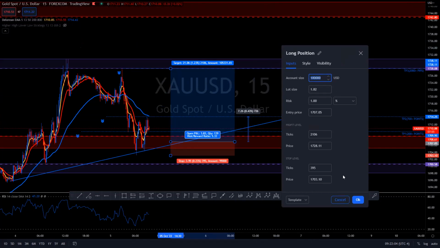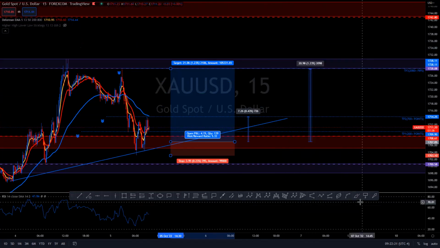Remember, we have news at 10 o'clock, so we're going to watch price action very closely. Let me put in my stop loss and take profit, 1728.11. All right, so stop loss is put in. It looks like price is really testing this area.